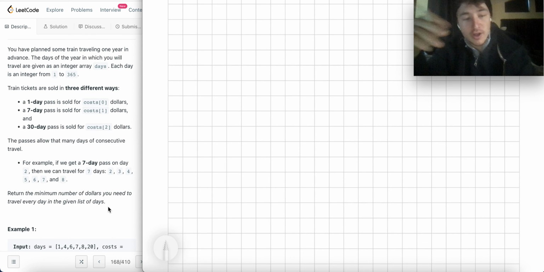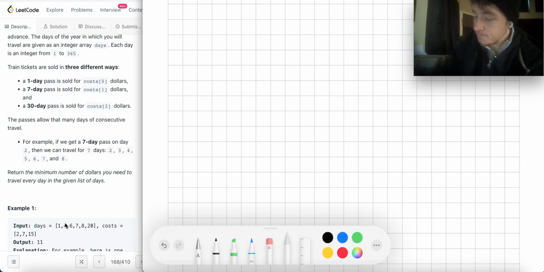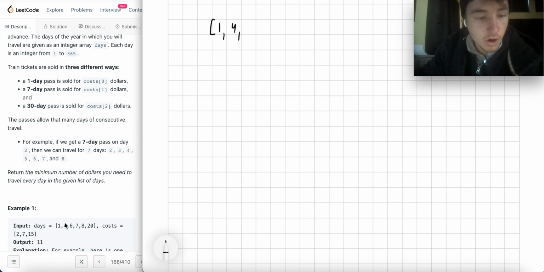Okay. Return the minimum number of dollars you need to travel every day in the given list of days. So you have all these days that you're given that you want to travel. I want to travel on day 1, day 4, day 6, day 7, day 8, and day 20.